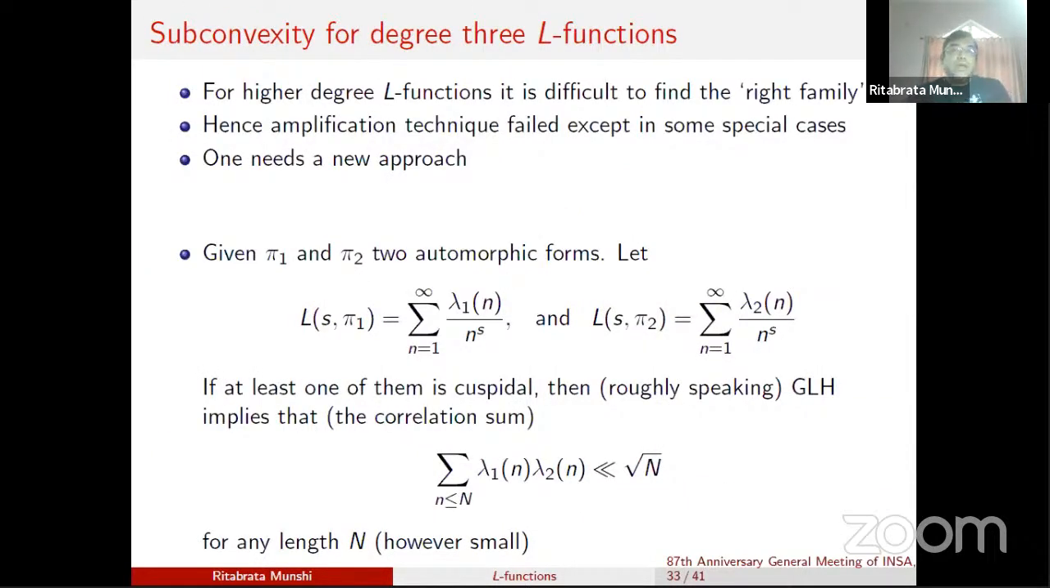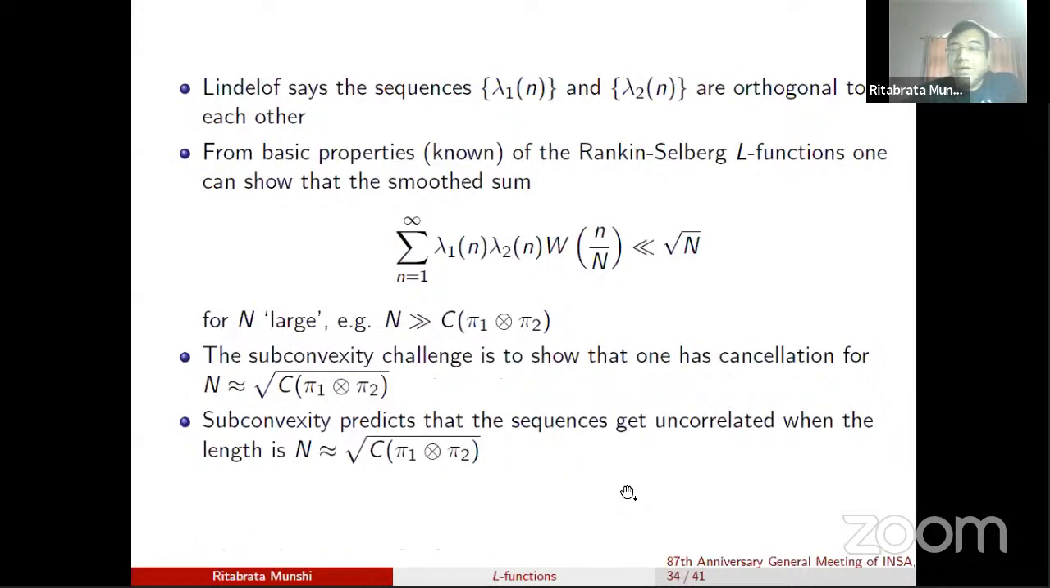Okay, and so I came up with a slightly different approach for subconvexity, and this is my approach. So if you have two automorphic forms, and suppose you write down the L functions as Dirichlet series in a classical way, then the Lindelof hypothesis basically says that if you look at the correlation of the coefficients that appear in the Dirichlet series, then there will be a lot of cancellation. It will be as small as root n, where n will be the trivial one. So the Lindelof says that these sequences are orthogonal to each other, and that's what you want to prove.